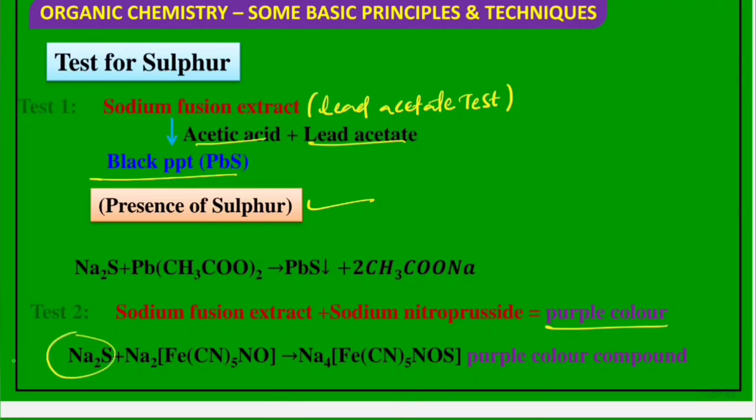The sodium extract reacts with sodium nitroprusside to form a purple colored compound, which indicates the presence of sulfur. This is the test for sulfur. Once again, the sodium fusion extract is acidified with acetic acid and lead acetate solution is added to form lead sulfide, PbS, a black precipitate.